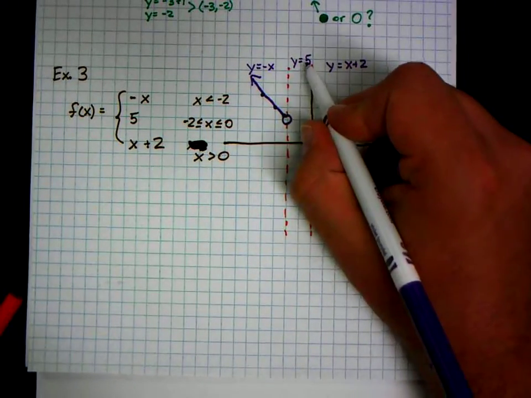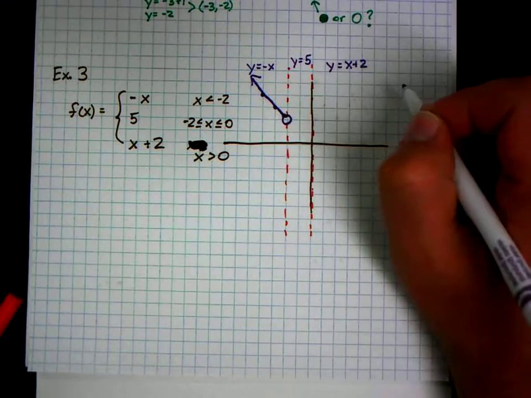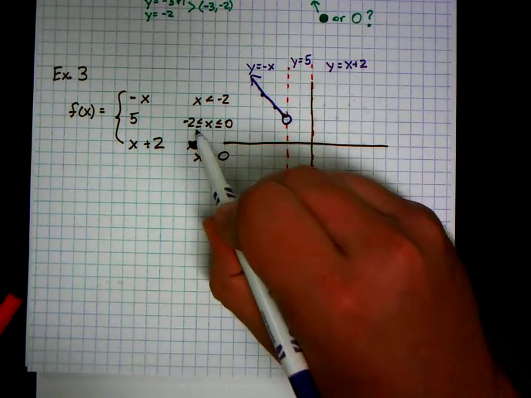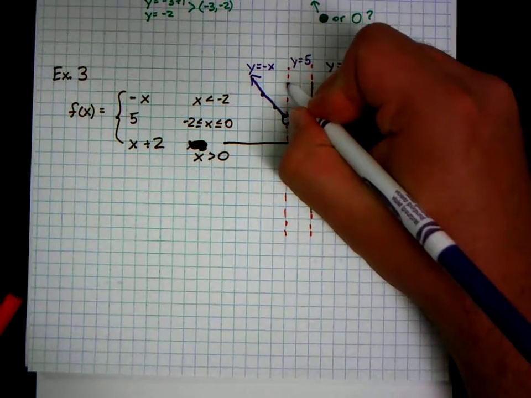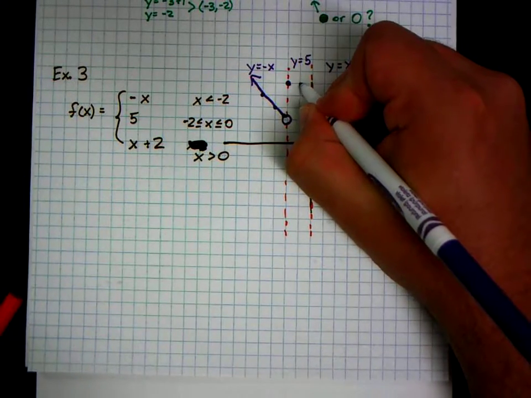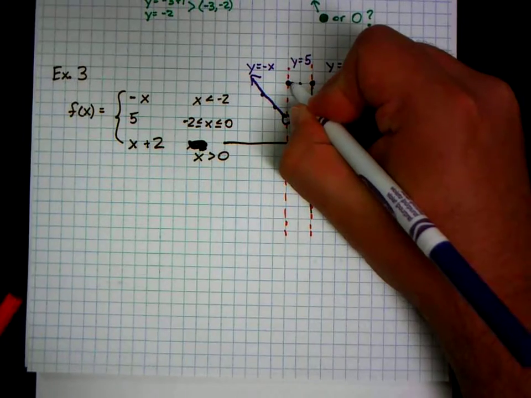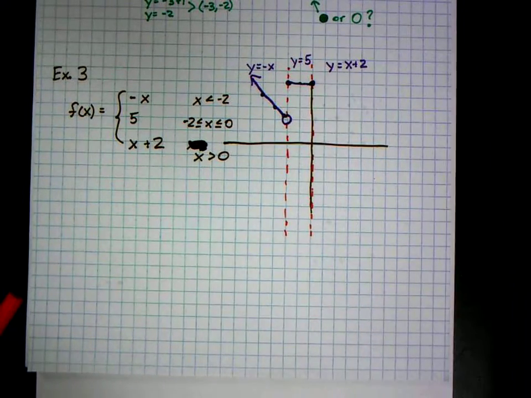Okay, y equals 5. That's just a horizontal line at 5. This one has both the equal signs, so I'm going to use dots for this one. Those are always nice to see because those are nice and easy.